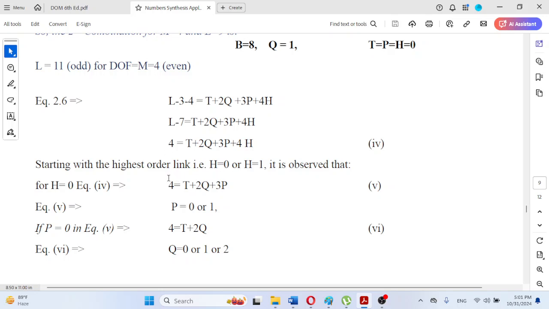Again I have explained the same statement.